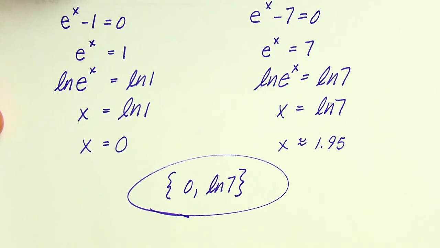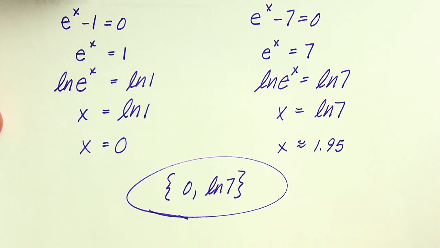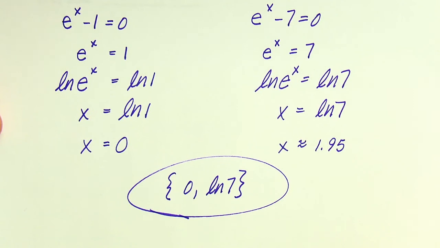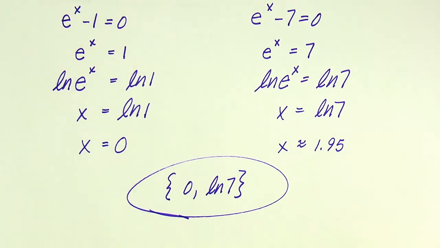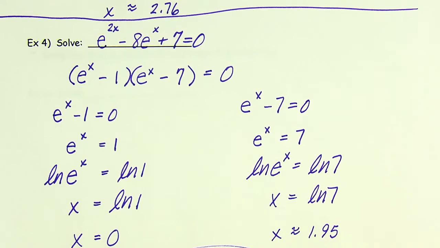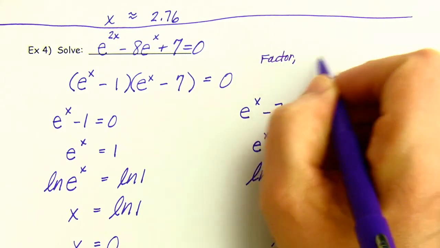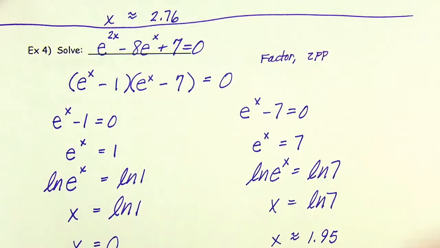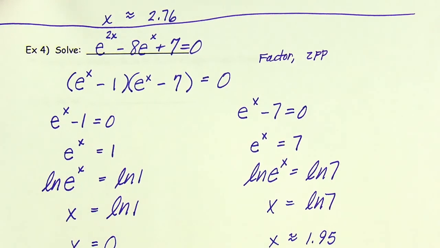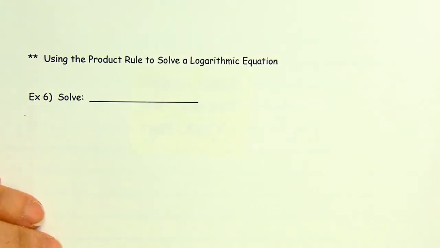Okay, hopefully you are finding that this isn't too terribly terrible and that this is doable and that you might actually enjoy it because it's something different. Okay, so remember when it's a trinomial, you have to factor and then use ZPP, right? Factor and use ZPP. And then you're going to use call in for help. All right, page 3.